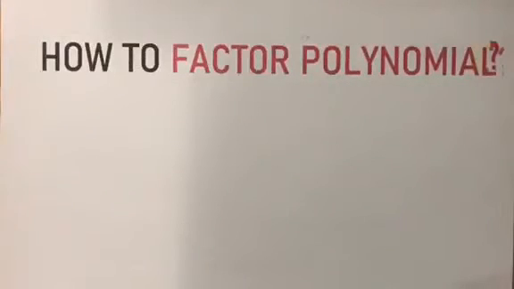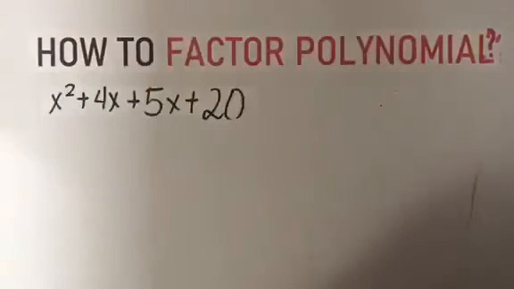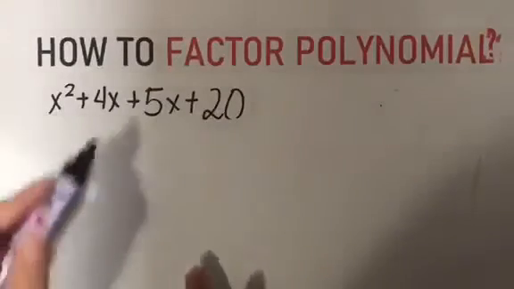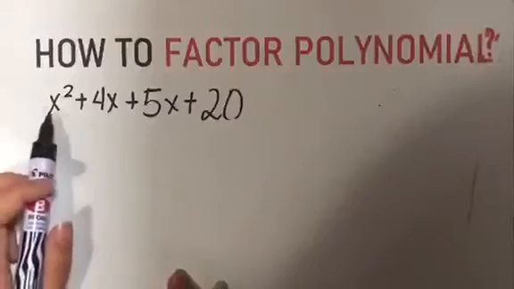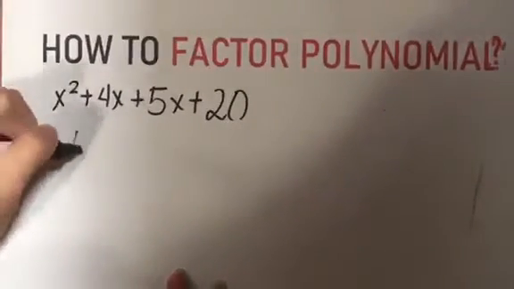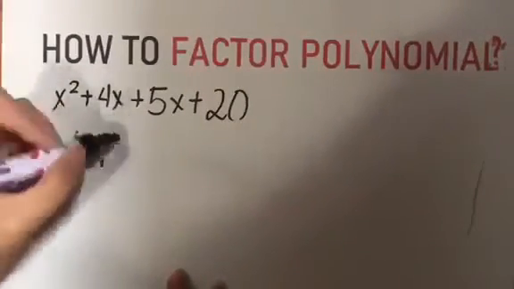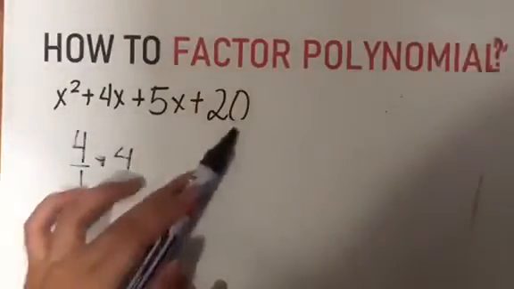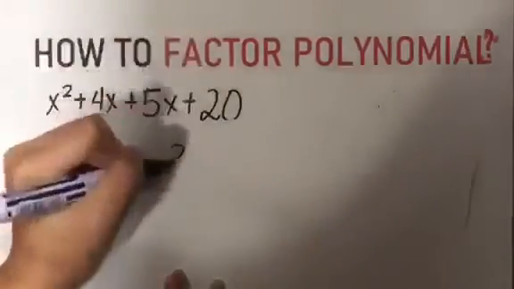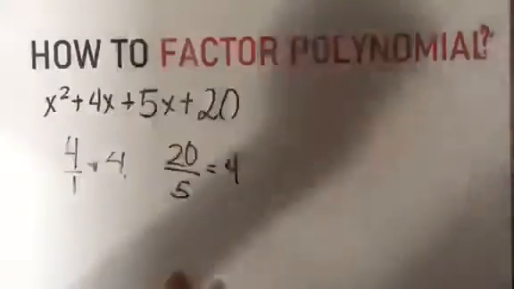Our second example is the grouping method. Let's have x squared plus 4x plus 5x plus 20. What would you do to factor this expression? The first step is you have to figure out if you can factor it with the grouping method. Can we do that? Here's how we can tell. What is 4 divided by 4? Sorry, what is 4 divided by 1? 4 divided by 1 is equal to 4. What is 20 divided by 5? 20 divided by 5 is equal to 4.